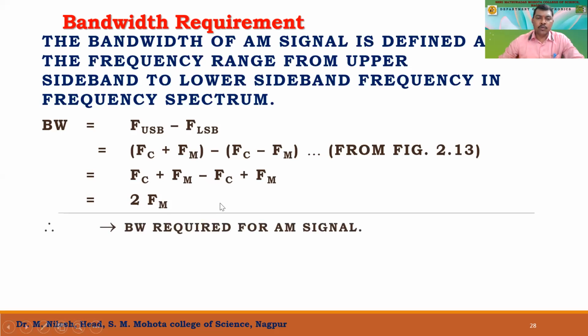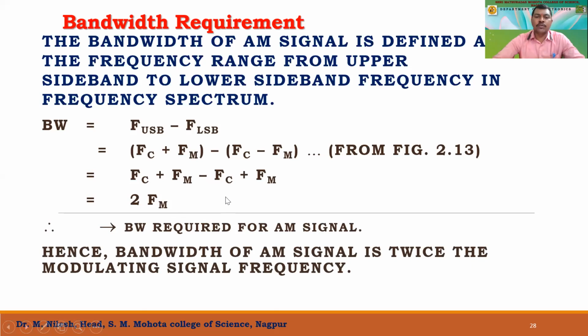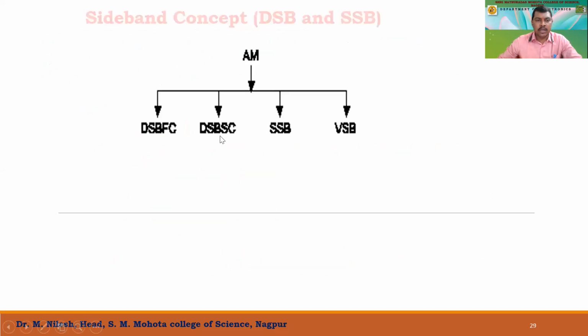Hence, the bandwidth of an AM signal is twice the modulating signal frequency. Remember this, right? So this is how you can calculate the bandwidth. Bandwidth means the range of frequencies in which this amplitude modulation will work nicely, so we expect a nice output in this range. That is called the bandwidth of the AM signal, and it is equal to twice the modulating signal frequency. So this is the bandwidth requirement that we have.